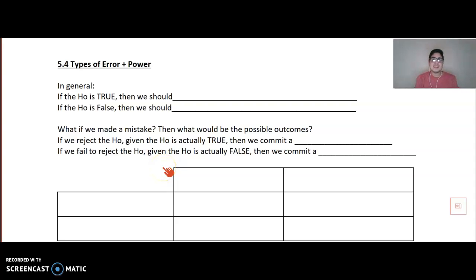Okay, so we've looked at sampling distributions, we've looked at confidence intervals, and we've looked at hypothesis testing, all for a one sample proportion. And now we're going to talk about what could go wrong. Now, we've been using this rejection region, which is the alpha level, right?